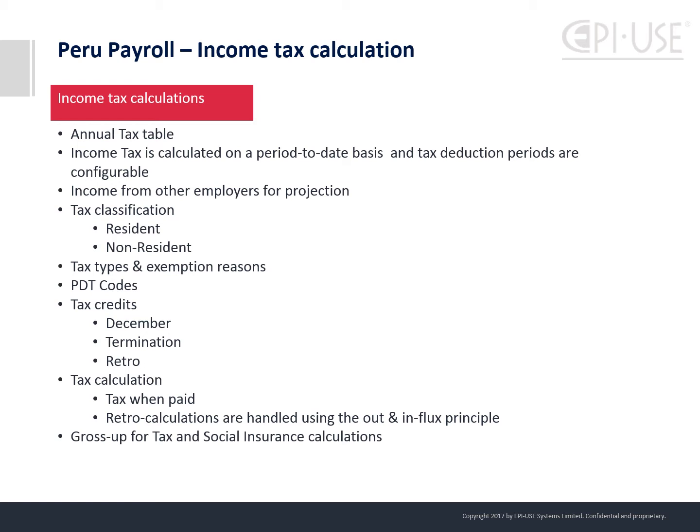We provide different tax types and exemption reasons. We also make provision for PDT codes. Also included are tax credits for December runs, bonus runs, termination, or retro runs. The tax calculation is also based on a tax when paid principle. This means that retro calculations are handled using the out and influx principle. And there's also a gross up for tax and social insurance calculations.